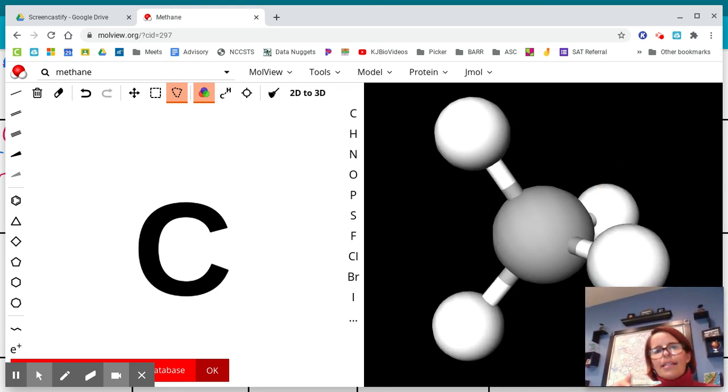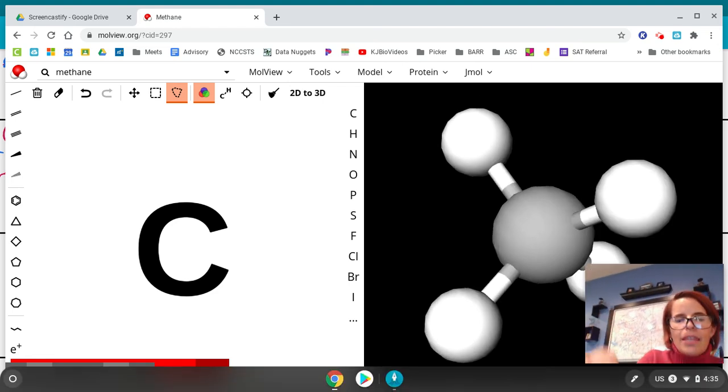So what I see is there's one that's in the back, so I'm going to draw a dotted line to that one. And there's one that's sticking out toward me, and I'm going to draw a triangle on that one. And then the other three atoms, I could lay them on a piece of paper. They're all flat. So let me show you how I would draw methane.